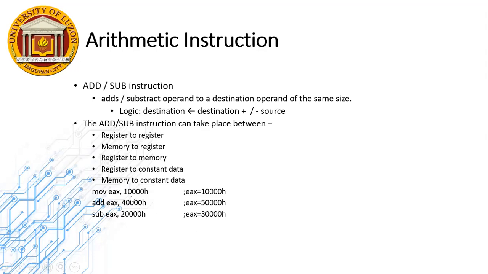You could use, instead of assigning 10,000 hex, 40,000 hex, 20,000 hex, an identifier here as well. But of course, you need to define first the value of the identifier before this program.